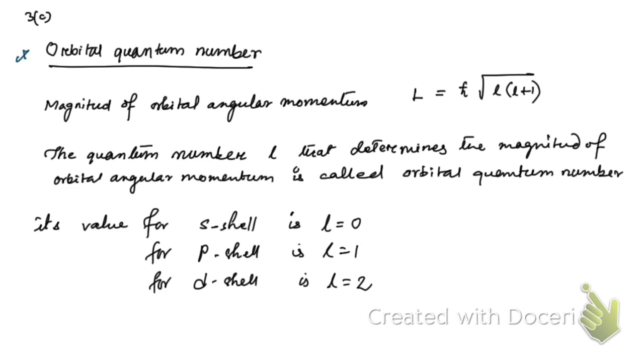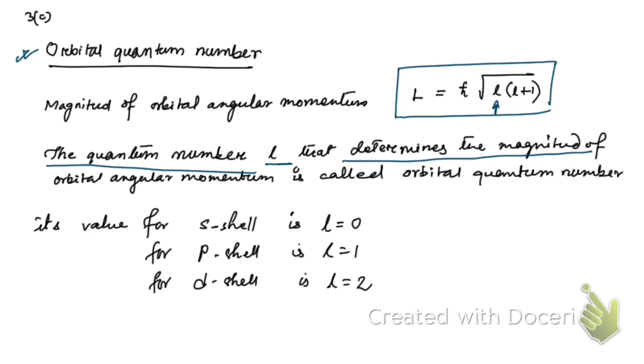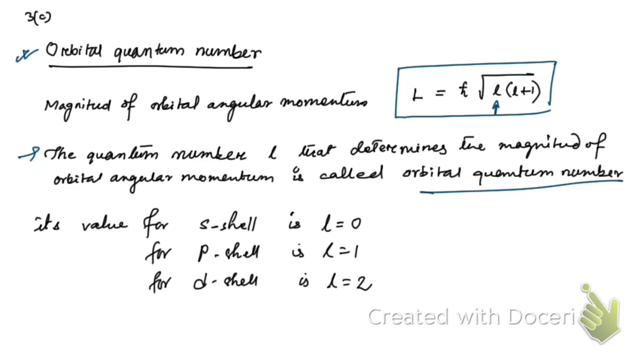This is the definition of orbital quantum number. So we know that the magnitude of orbital angular momentum is this, and here this small l, the quantum number that determines the magnitude of orbital angular momentum, is called the orbital quantum number. Okay, so this is the definition. The values of this quantum number for s shell, p shell and d shell are given here.